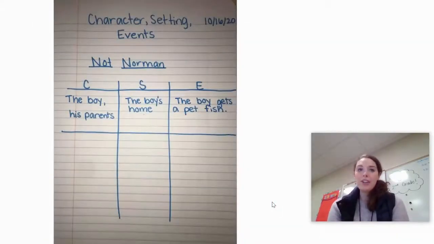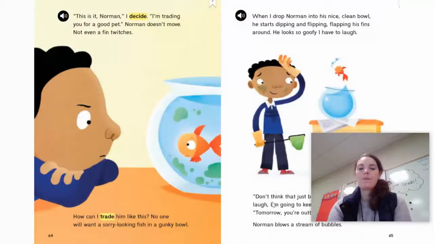So here we are back at our chart. Remember to fill in the characters, the setting, and the events for the beginning of the story. We start off with the boy getting a pet fish. And as we can see, the boy is not very happy about having a pet fish. He looks upset and angry, although he is a little happy once he cleans the fish bowl.